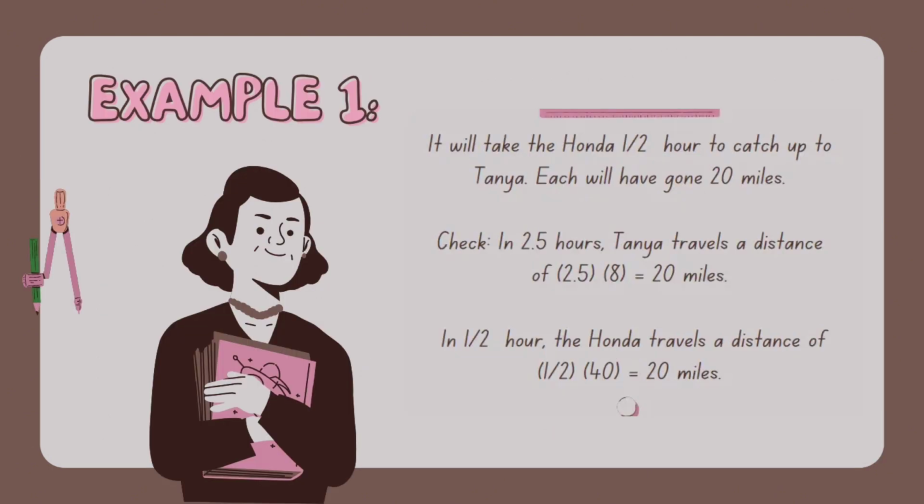So in conclusion, the Honda will take 1/2 hour to catch up to Tanya, wherein each will have gone 20 miles. To get the travel distance, we just need to multiply the time by the rate of each. Tanya traveled for 2.5 hours, multiplied by her average speed of 8 miles per hour, which is equal to 20 miles. On the other hand, the Honda traveled for half an hour multiplied by its average speed of 40 miles per hour, and we will get 20 miles as well.